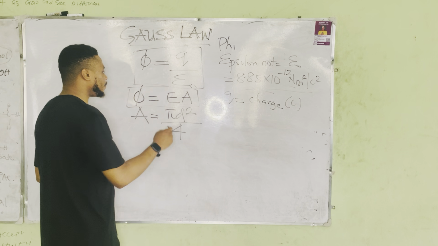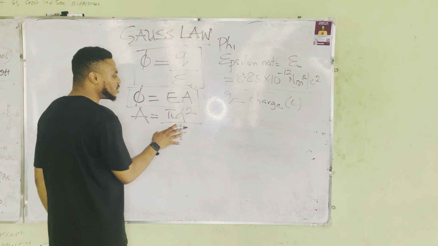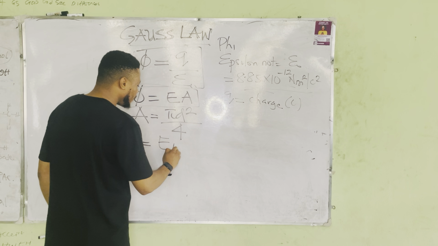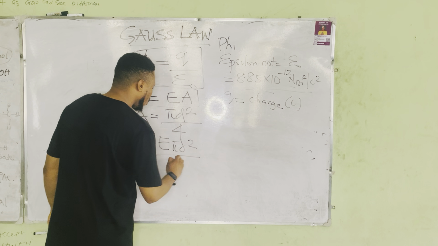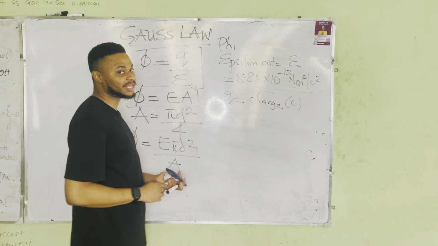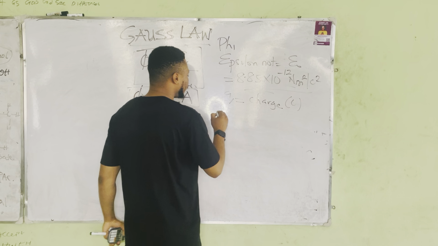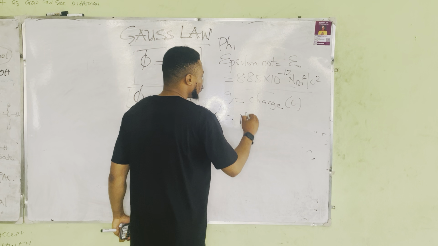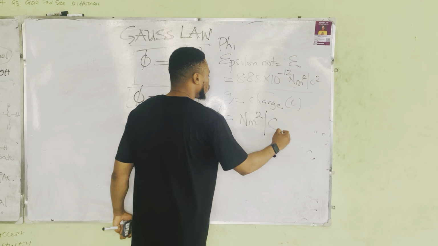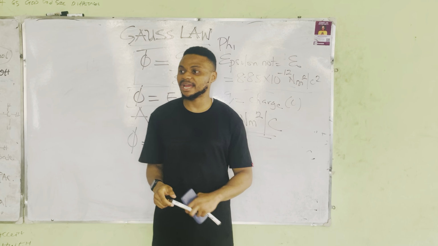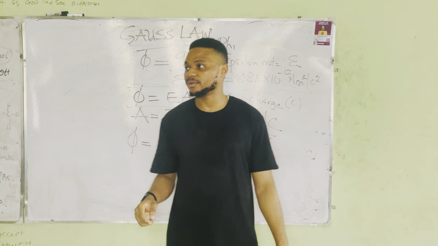Now if we put this formula into this, phi will be equal to E pi d squared all over A. Now the unit for the electric flux of a material is Newton meter squared per coulomb. Newton meter squared per coulomb is the unit for the electric flux of a material.